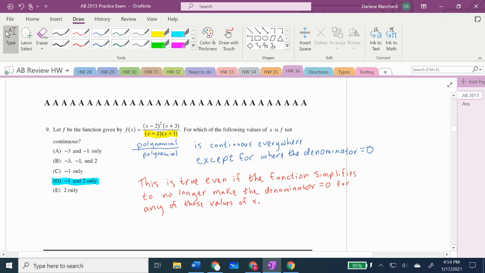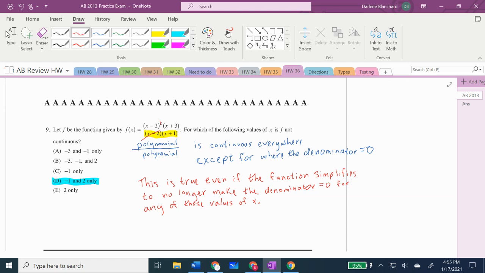anytime you have a polynomial over a polynomial, they are continuous everywhere except where the denominator polynomial is equal to 0. That means positive 2 and negative 1. Realize this is true even if this function simplifies so that the denominator is no longer 0. So when you simplify, you would cross out one of the x minus 2's with this x minus 2 and realize you get a different function.